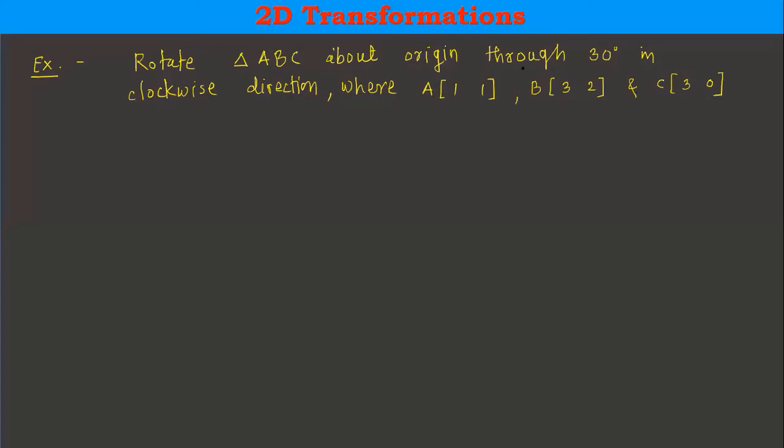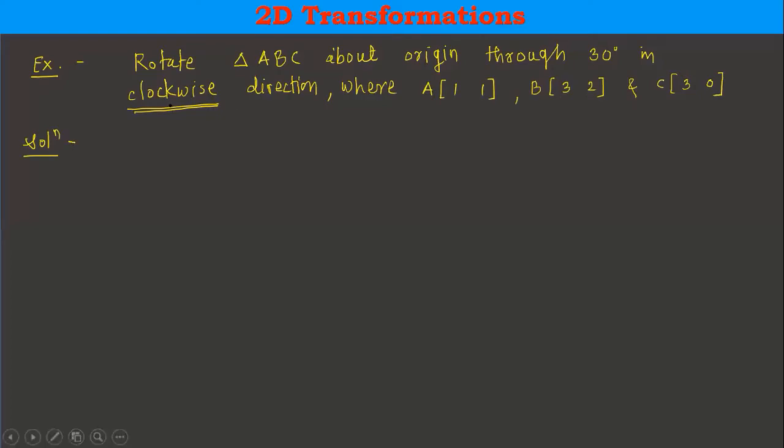And this triangle ABC, we have to rotate it about the origin through 30° in a clockwise direction. Now that is important, clockwise direction. So the direction is mentioned here. Clockwise direction means your angle of rotation is negative. Angle of rotation is what? Negative, if it is in a clockwise direction.